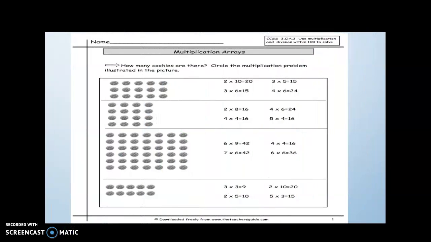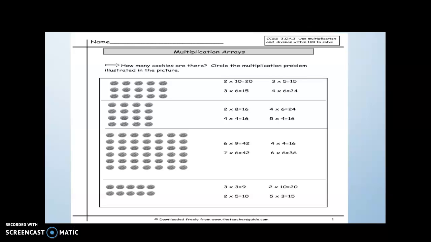Now, we're going to work on this multiplication, and I want you to look at the cookies, and we're going to determine how many cookies there are. Raise your hand for the first question. That is correct. It's 3 times 5, which is 15. Not 3 times 6, but 3 times 5. The second question. How many cookies are there using one of the 4 options? Yes, it's 4 times 4, 16.